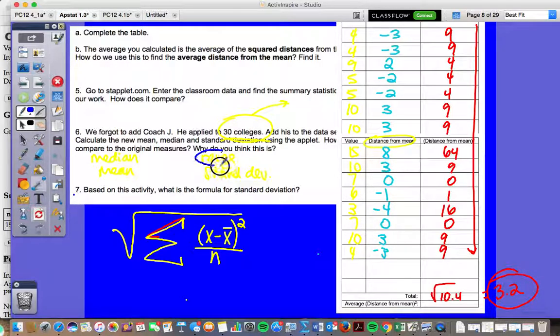The range would be? 27. What else would be impacted? The mean. Actually, everything. Well, would the median really be impacted?